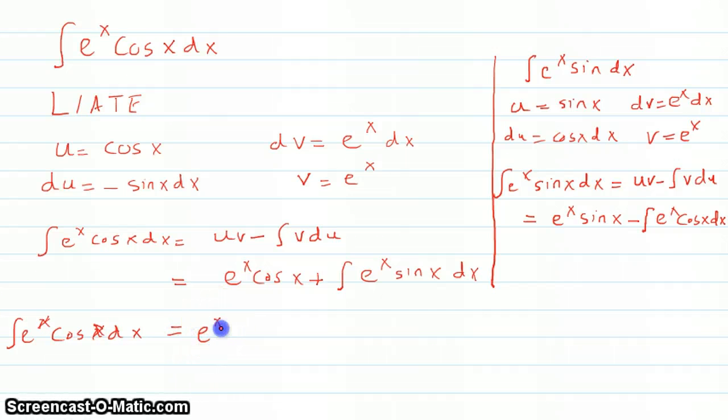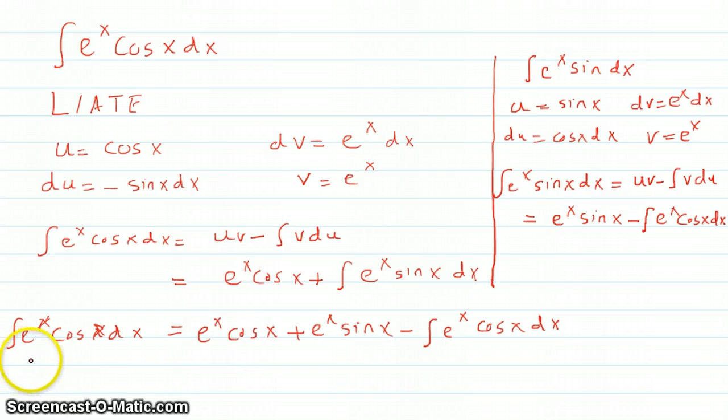e to the x cosine x plus e to the x sine x minus the integral of e to the x cosine x dx. And if you notice, I have the integral of e to the x cosine x dx on the left hand side. I also have negative integral of e to the x cosine x dx on the right hand side.